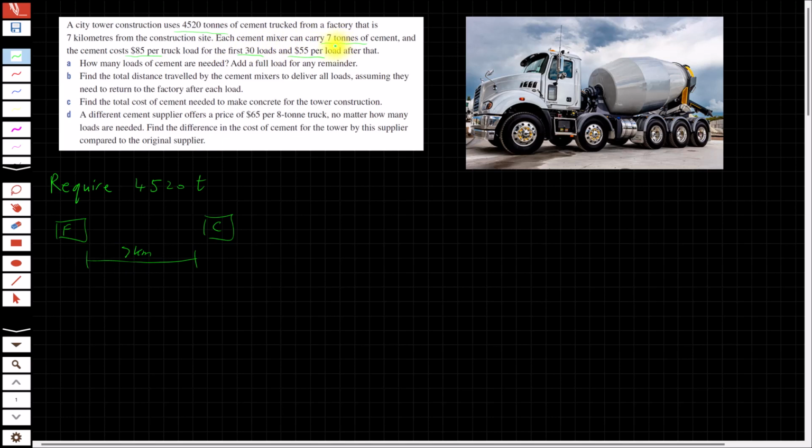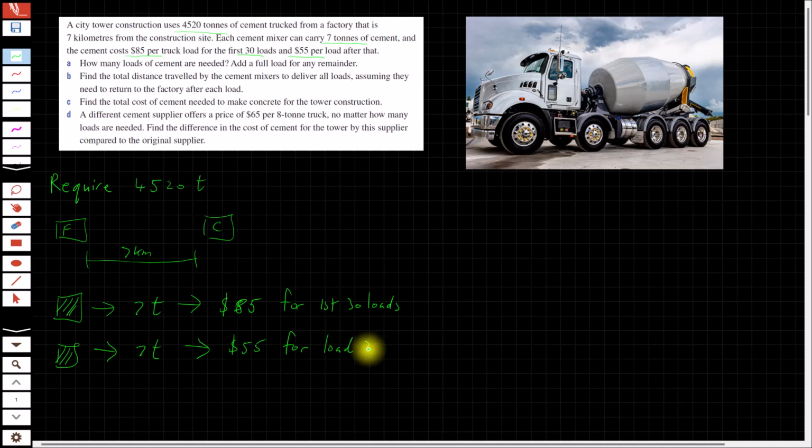Each cement mixer can carry 7 tonnes of cement, and the cement costs $85 per truckload. So that costs $85 for the first 30 loads. And then it also says $55 per load after that. So still a 7-tonne load, but that will cost $55. Full load 31 and higher.